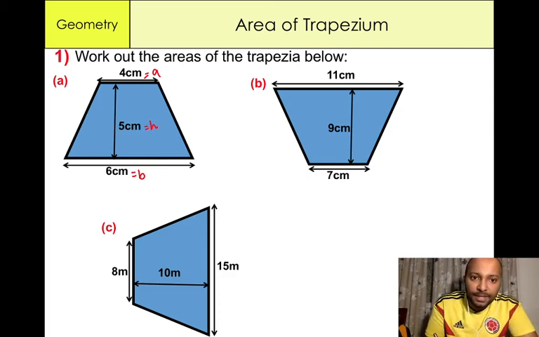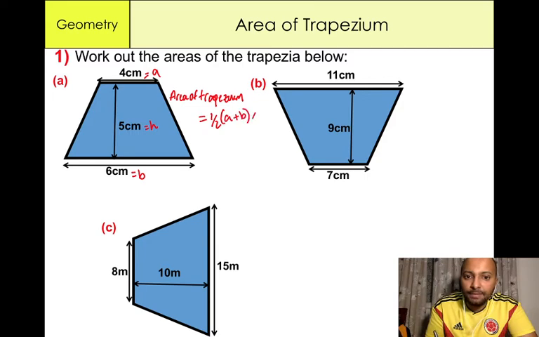We have the area of a trapezium. So area of trapezium, let me try to squeeze that in over here, is equal to, right over here, a half open brackets A plus B close brackets times it by the height. Now, we have all the information given to us in this equation, so I can just plug it into this equation. So, 1/2, open brackets, 4 centimeters plus 6 centimeters, close brackets, times it by the height, which is 5 centimeters.